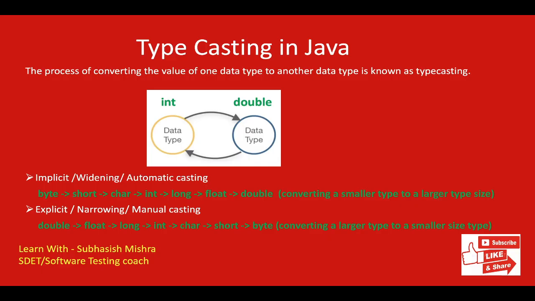Now we'll see what is explicit casting, or narrowing casting, or manual casting. Assigning a larger data type value to a smaller data type is known as explicit or narrowing casting. In this case, you need to perform the typecasting explicitly. There are chances of data loss.